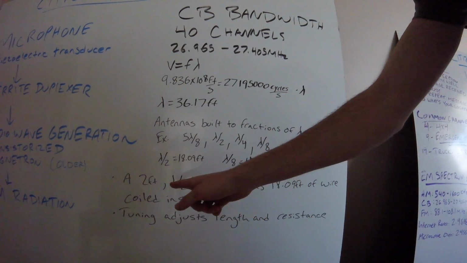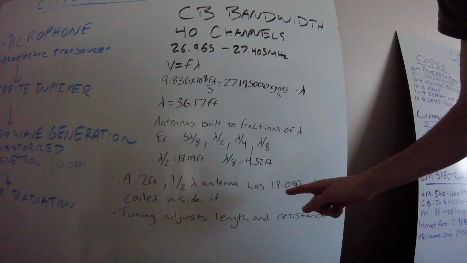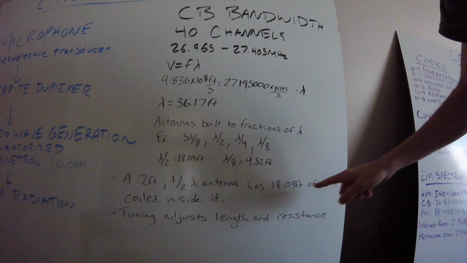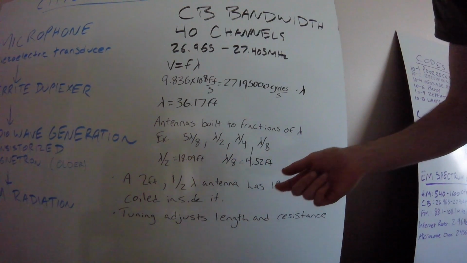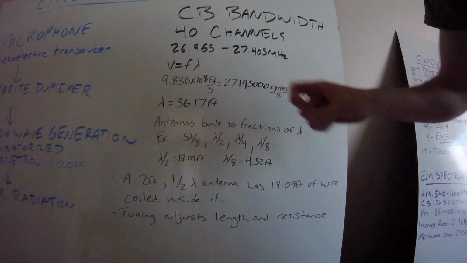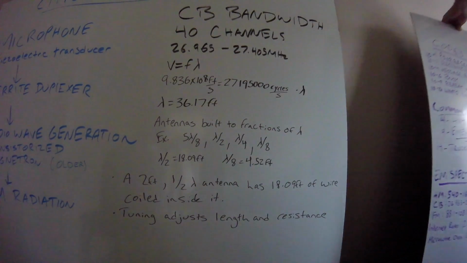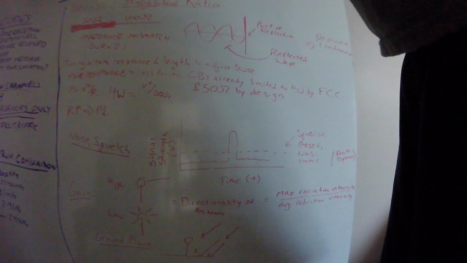But what that really means is, if you bought a 2-foot antenna that was rated at a half wavelength, it means it would have that 18.09 feet of wire coiled around inside it. And when you're tuning your antenna, what you're really doing is changing the length and the resistance, which is important for the standing wave ratio, which we're going to get into right here.